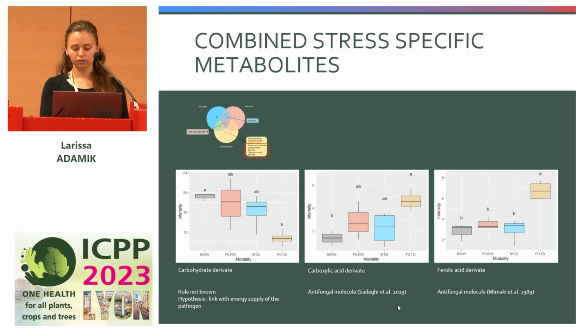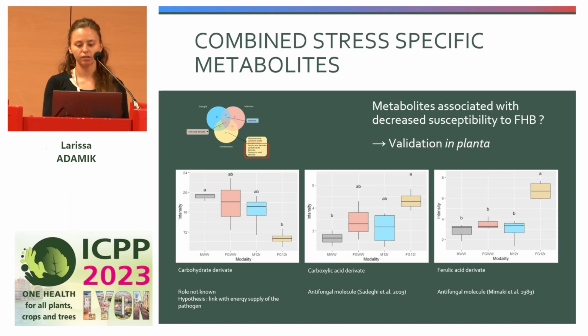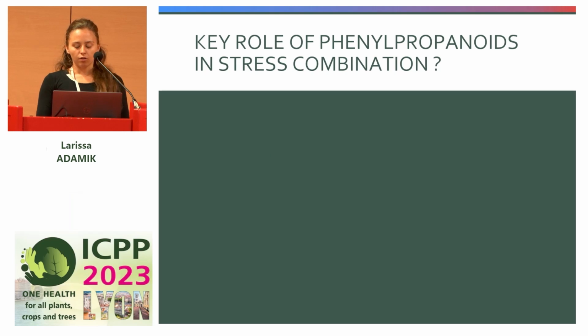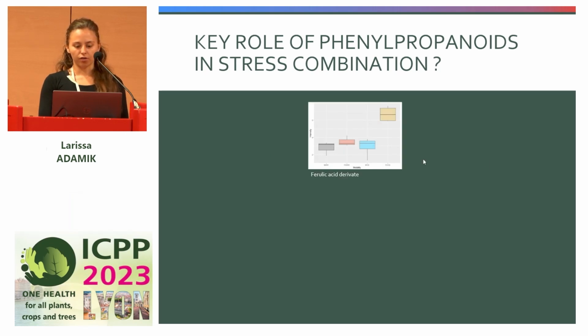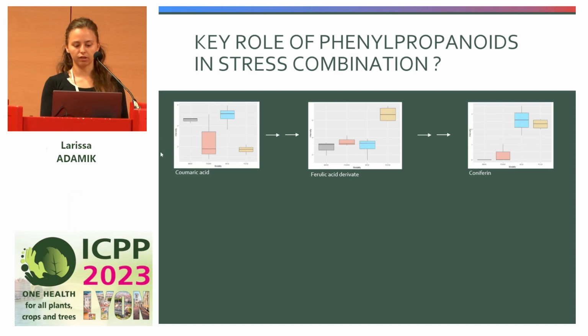Indeed, the 2 other ones are known in the literature, and they were already identified as antifungal molecules. That makes sense because we have them here in the combined stress response, quite highly expressed. And we are supposing that those metabolites might be associated with decreased susceptibility to FHB. However, we of course still need to validate this in planta. What is also interesting is that for this ferulic acid derivative, we have the upstream and downstream metabolites of its pathway. So we have shikimic acid and coniferin in our data that we measured.